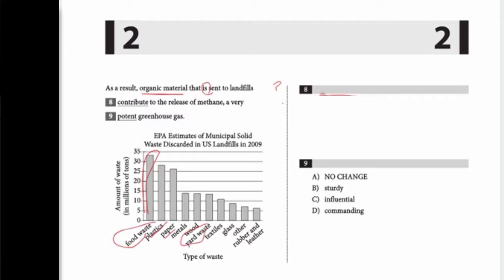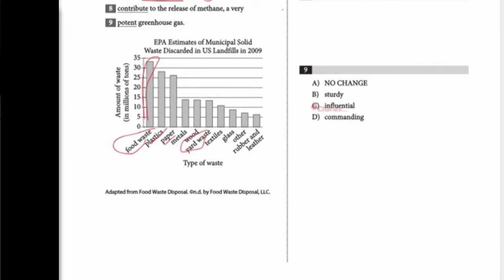So they contribute to the release of methane, a very potent greenhouse gas. So methane would be dangerous, harmful to the environment. What's the correct word? Potent, sturdy. Sturdy means steady or strong. That's not it. Influential means it actually influences or changes people's minds.